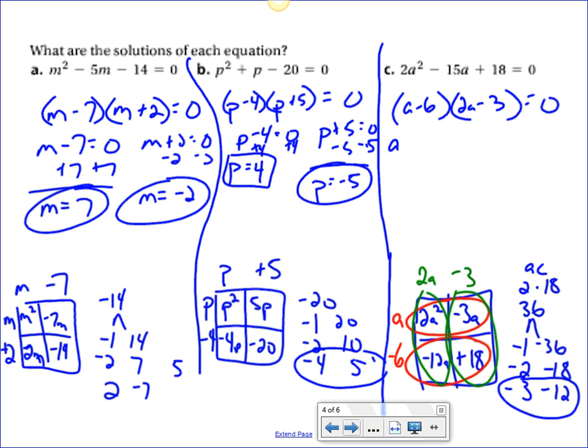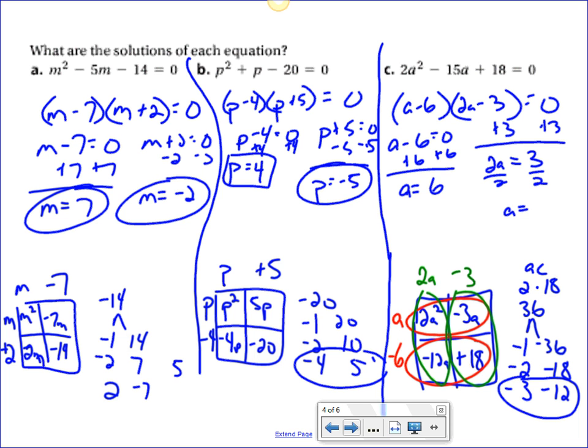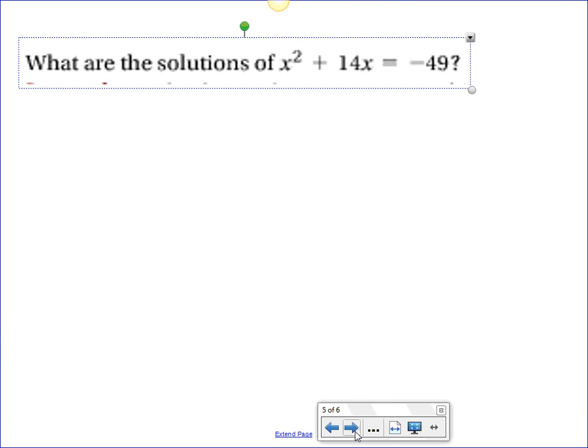Then all we've got to do is finish by solving. So either this one's equal to 0, so I'd add 6, and I have a is equal to 6. Or on this one, I'd add 3, and I'd get 2a equals 3, divide by the 2, and you get a is equal to 1.5, or 3 over 2, however you want to write your answer would be acceptable. Okay, so those would be your two answers for that one.